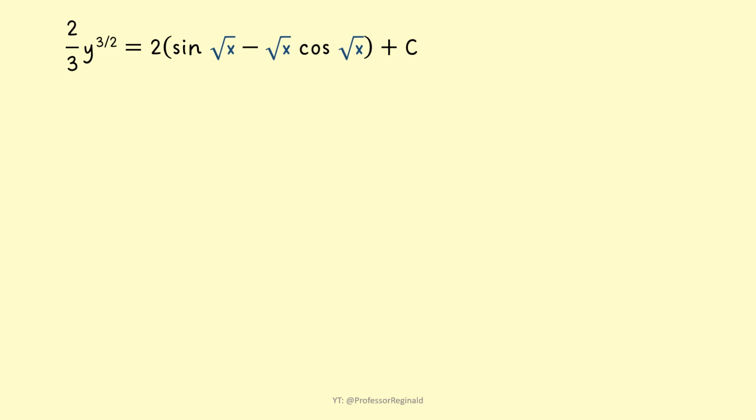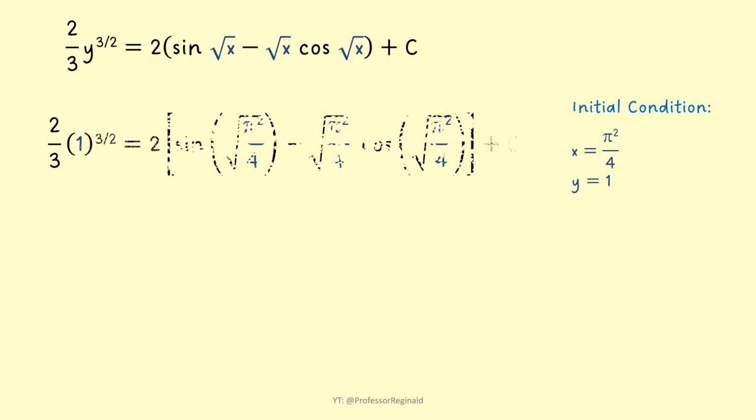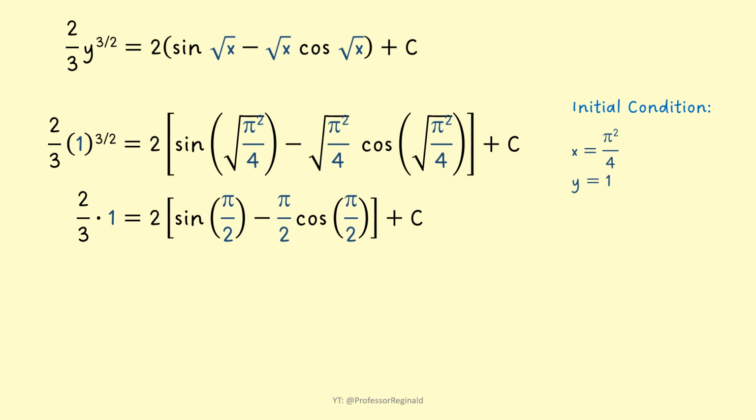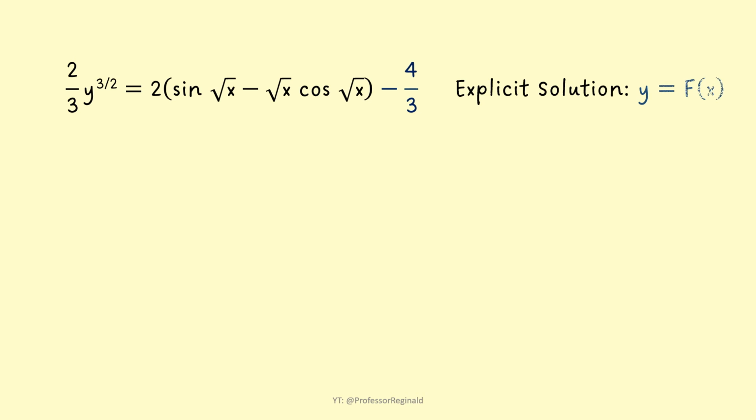To find the particular solution at the given point, use the initial condition x equals pi squared over 4 and y equals 1, and evaluate each term of the equation. Thus, C is negative 4 over 3. Substitute C. Afterwards, write into an explicit solution, if possible. Therefore, this is the particular solution of the differential equation at the given point.